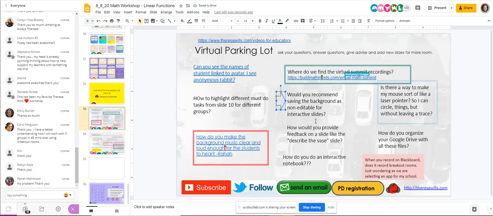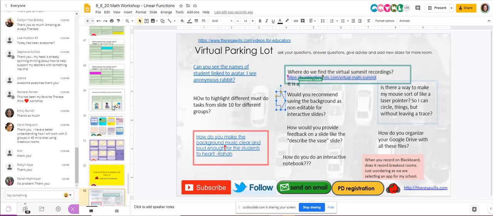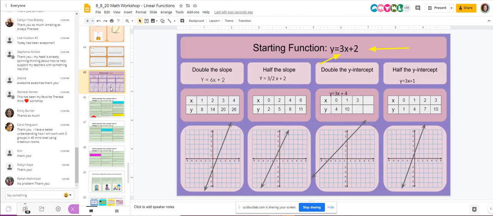Would you recommend saving the background as non-editable for interactive slides? So I do a couple of things to make things non-editable and make things editable. I think some of the best ways to explain it is on slide 45. I've created some things to be in the background. So you can't move this text box. You can't move the directions about half the slope, and you can't even move the graph, but I make it so you can move things like the lines. And so there's a couple ways of doing that.